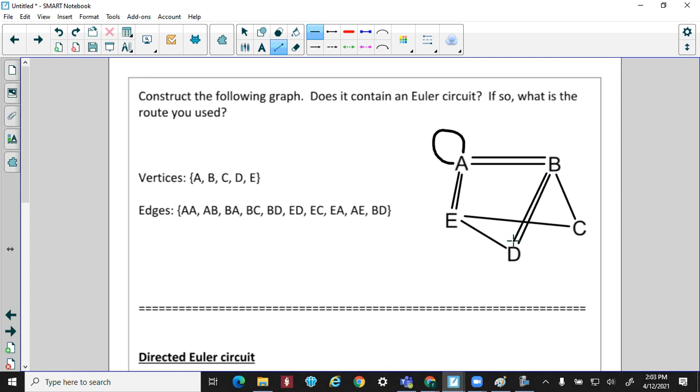Well, there's our graph. Now let's see if we have an Euler circuit. So let's see. A has 1, 2, 3, 4. Okay. A has a total of 6 degrees. B has a total, look at that. B has 5 degrees.